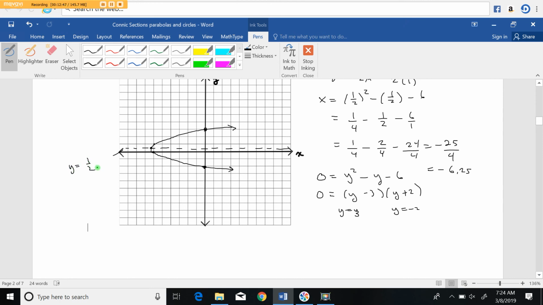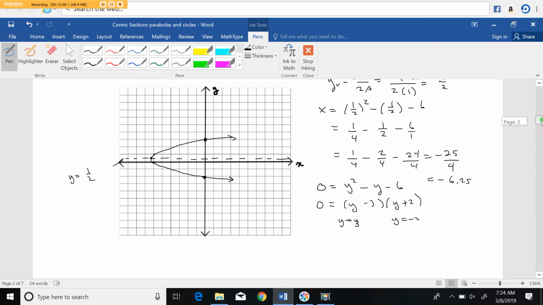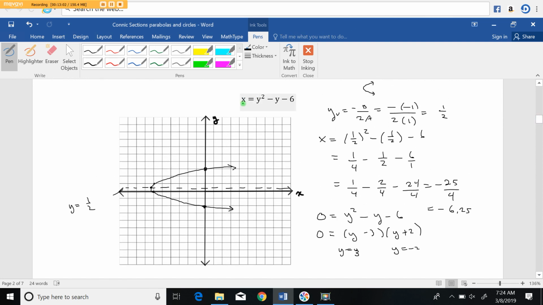Now, this graph, this is not a function. It does not pass the vertical line test. However, we can at least talk about what values of x we can get this to work for. I wouldn't call it a domain. You don't normally attach the word domain to things that are not functions, but this equation will at least give you y values for x greater than or equal to -6.25.